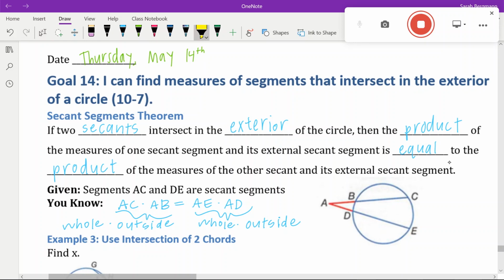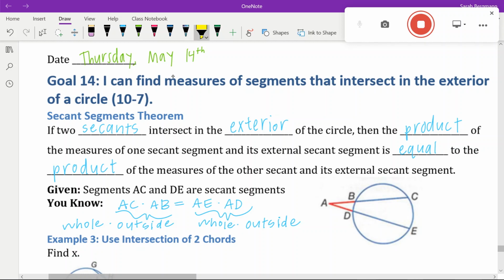This first one is two secants intersect in the outside of a circle. Then the product of the measures of one secant segment and its external secant segment is equal to the product of the measures of the other secant segment and its external secant segment. So fill that in and let me show you what this means.